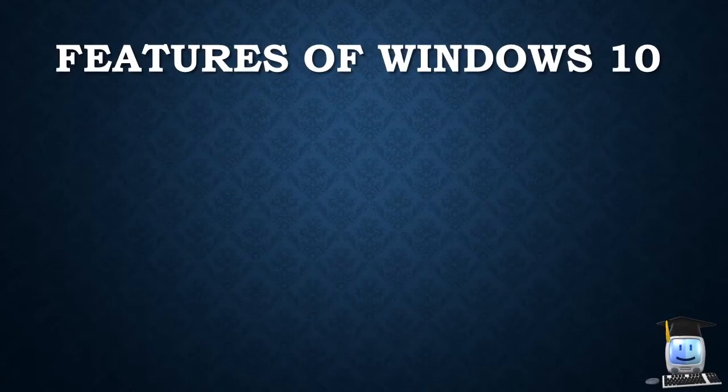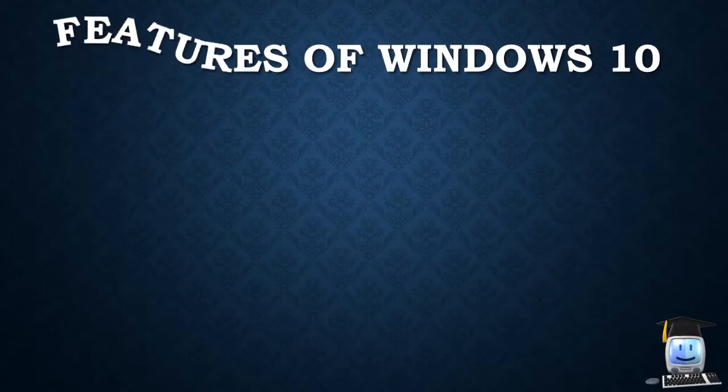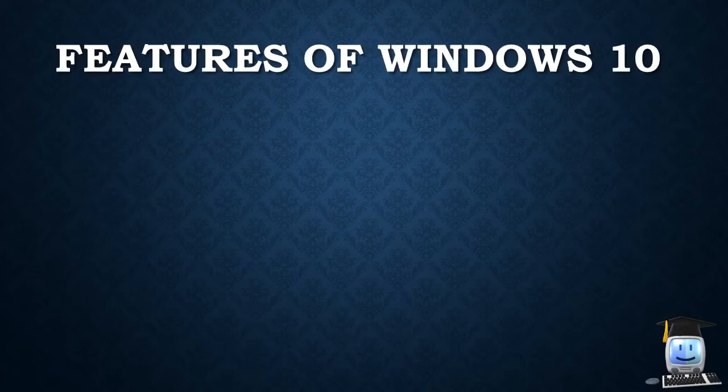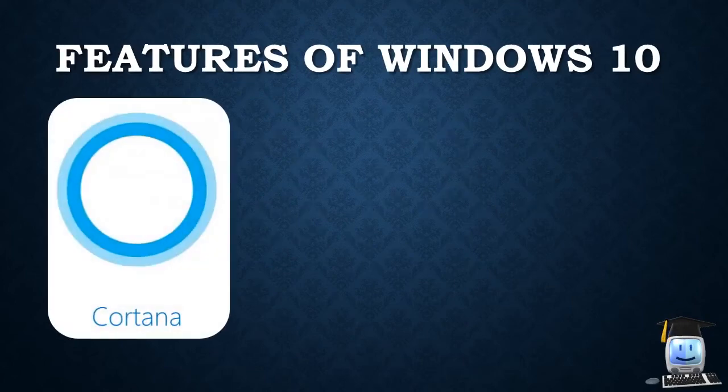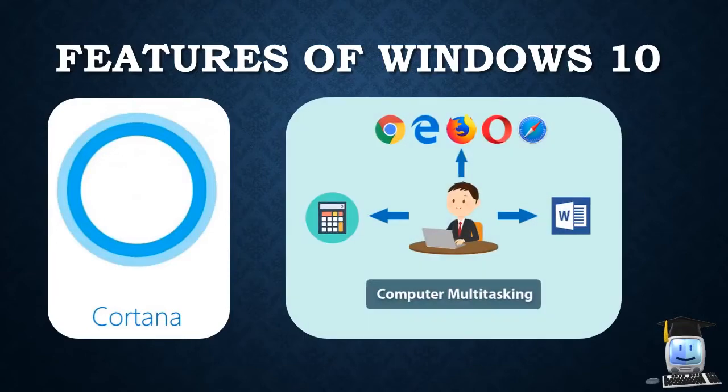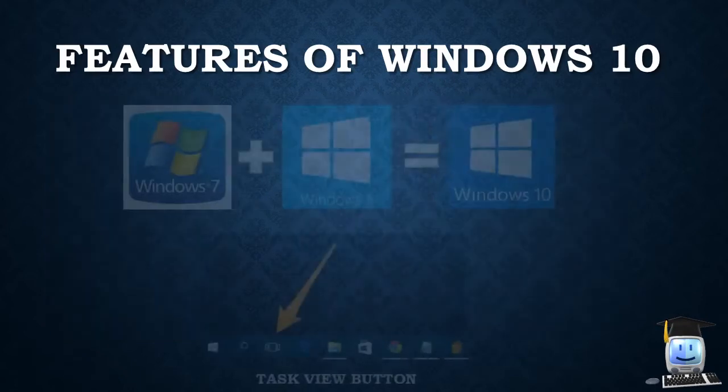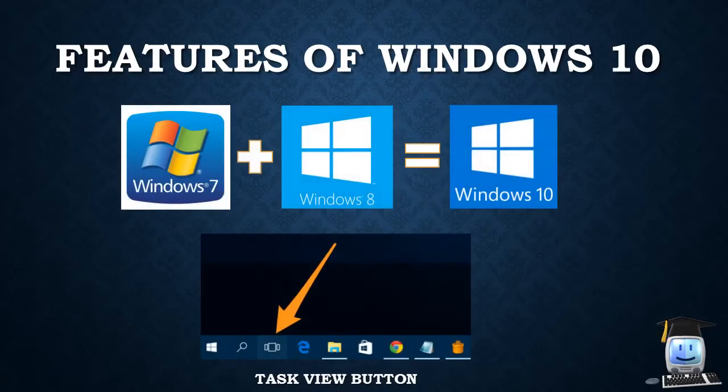Now, features of Windows 10. This includes new set of pictures, themes and icons. It provides improved search tool called Cortana, which help you to interact with device by using your voice, and it also simplifies the multitasking. It includes the features of both Windows 7 and Windows 8, and it provides task view button which allows you to open multiple windows at the same time.